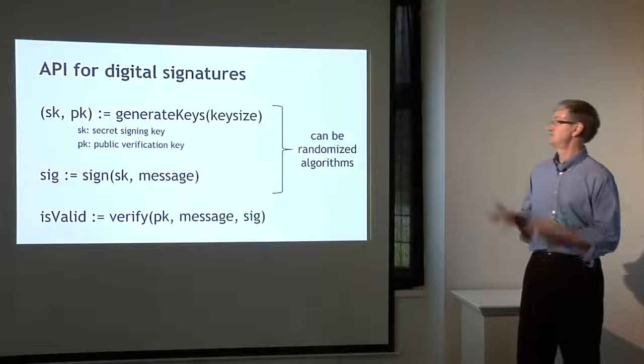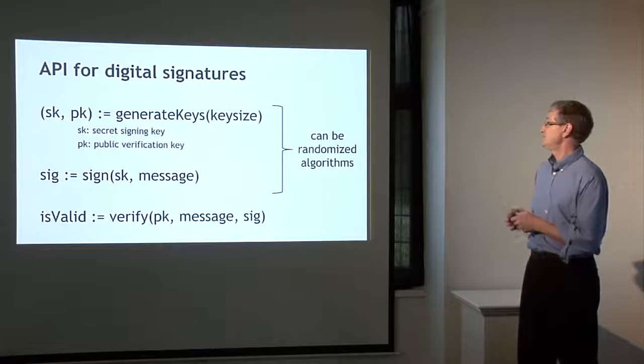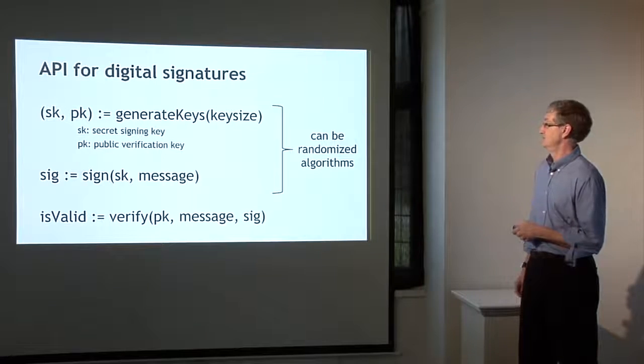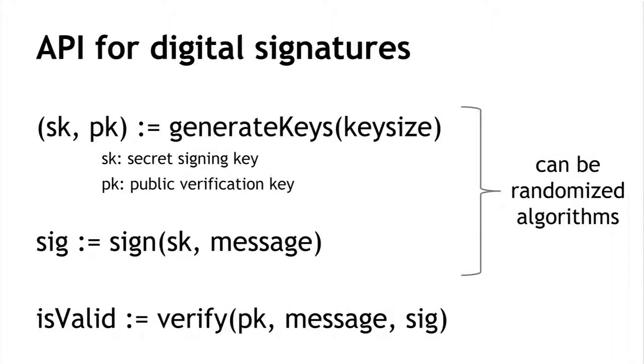So let's get into the nuts and bolts. Here's an API for digital signatures. There are three operations that we need to be able to do. The first one is that, in the beginning, we need to be able to generate keys. So we have a generateKeys operation, and we tell it a key size: how big in bits should the keys be? This produces two keys, SK and PK. SK is a secret signing key. This is information you keep secret that you use for making your signature. And PK is a public verification key that you give to everybody, and that anybody can use to verify your signature when they see it.